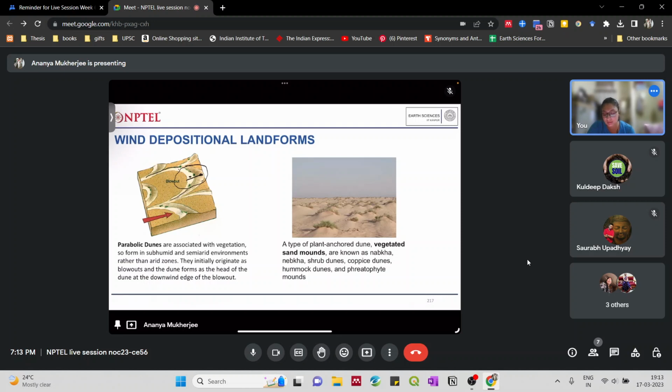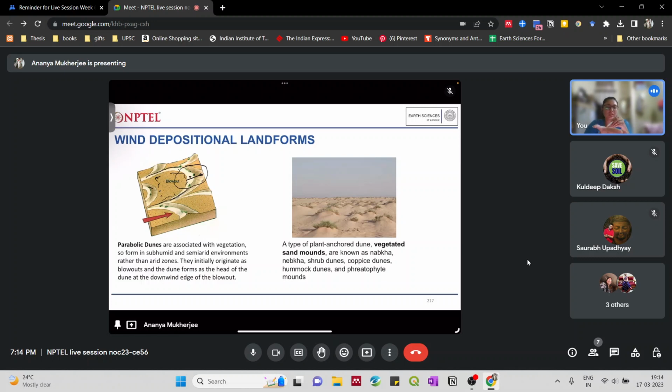Okay, this is where all the sediments are going to get transported and deposited. These usually form in subhumid and semi-arid areas because there is precipitation over here, so the chances of vegetation growing over here are higher. Okay, so usually they initially originate as blowouts. Suppose this area had coarser grains as well as finer grains. A blowout happened.